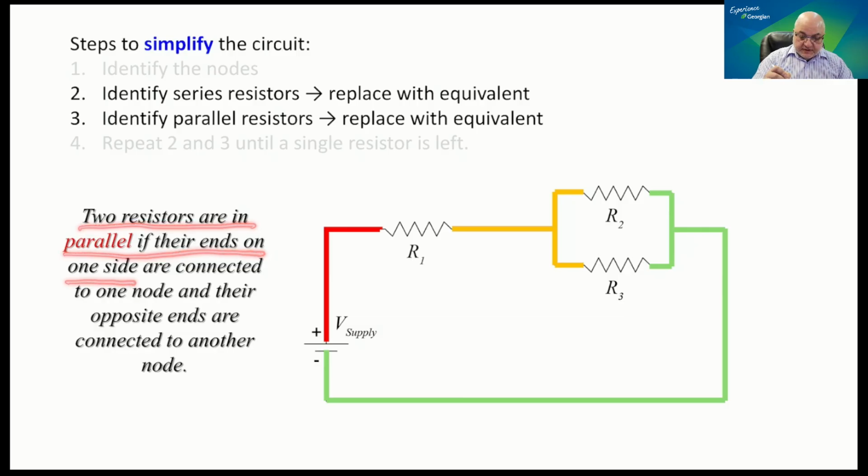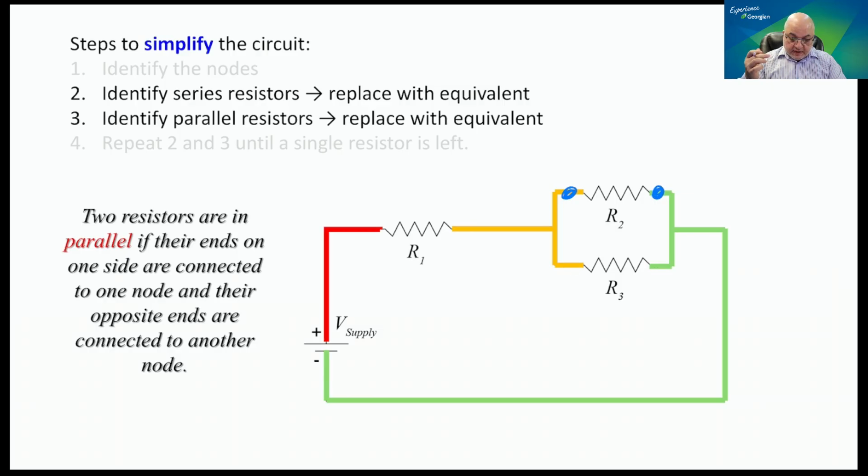So let's just very quickly have a look at ends on one side. You know that each resistor has two ends like that, as you can see. Or even you can say, for example, I'm going to use another color here. This is an end, this is another end here. So each resistor has two ends, right?